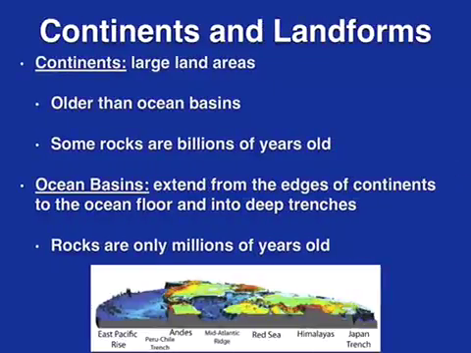Continents and landforms are found on Earth's surface. Continents are large land masses. There are 7 continents. They are older than the ocean floors. Some rocks on continents are billions, and that's with a B, of years old. The ocean basins extend from the edge of the continent to the ocean floor and deep into the trenches, and these rocks are only millions of years old.